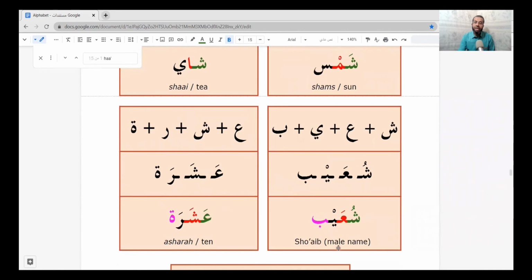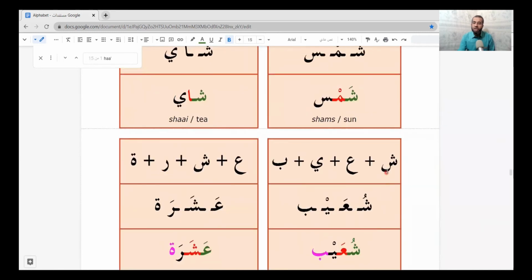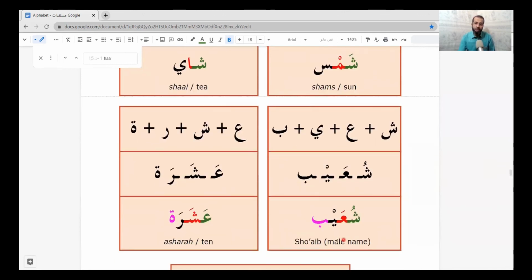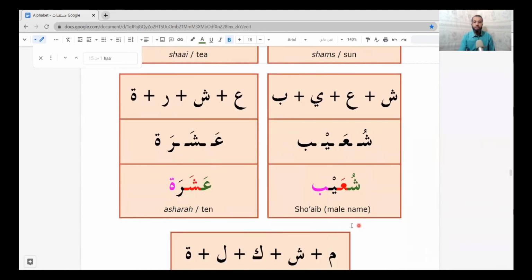And now this is a male name. Sheen, ayn, ya, ba. The sheen has dhamma. So we say shu, then the ayn has fatha. A, then the ya has sukun. Shu'ay, and then b. Shu'ayb.